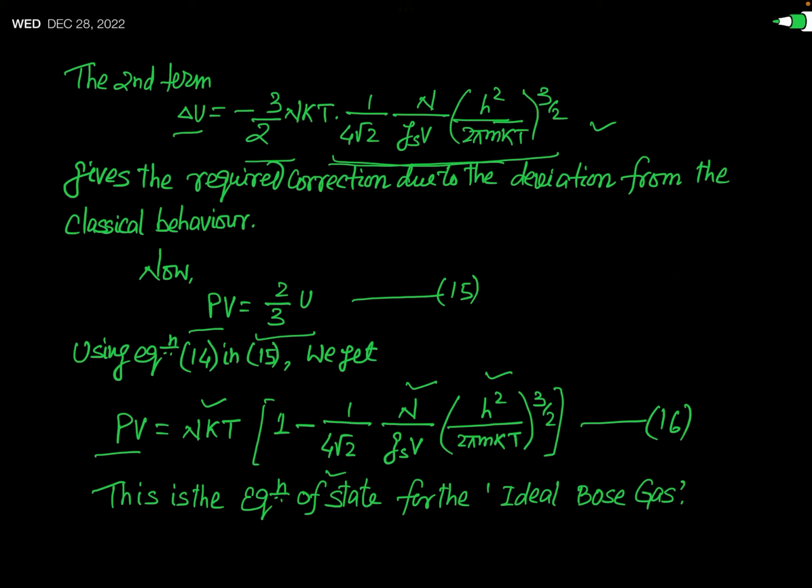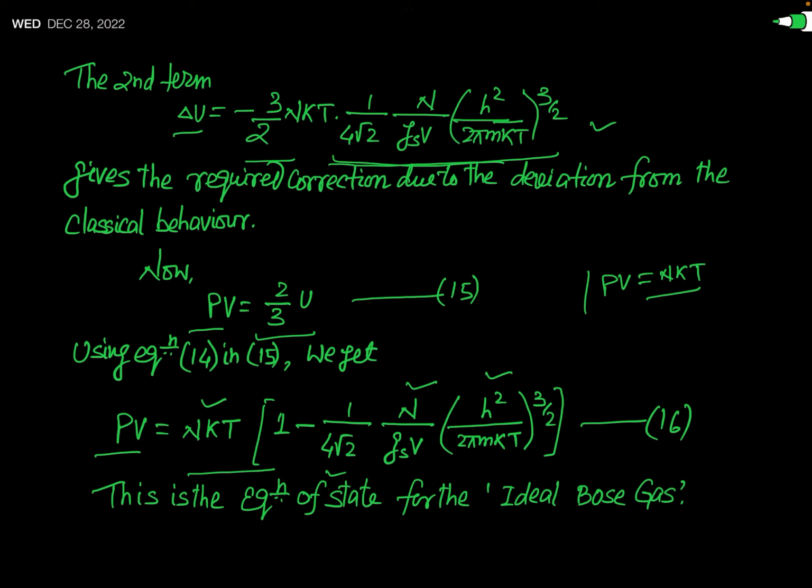And this is the equation of state. But you know the equation of state of an ideal gas obeying classical statistics is PV equal to nkt. Here the first term is actually nkt, but the second term is not 0. So you can see that the equation of state of a Bose gas is not exactly the same as that of a classical ideal gas.